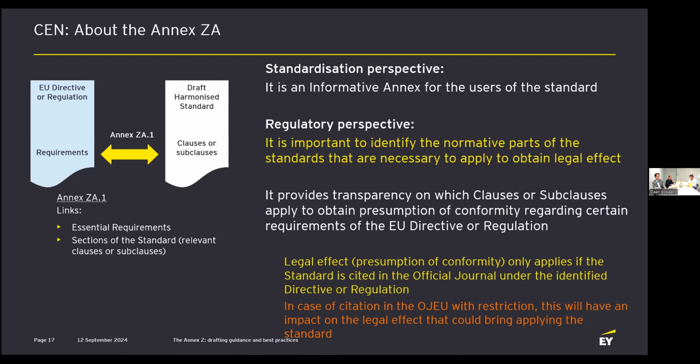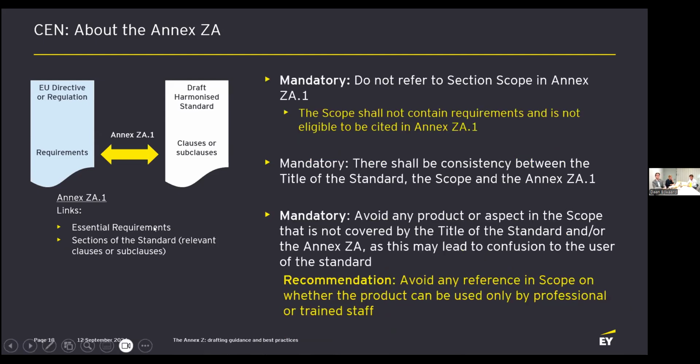Therefore, it is essential that we give in this Annex Z the information regarding a clear link between the essential requirements and the clauses and subclauses of the standard. Let's go to the next slide. As a consequence, there is a table called an Annex, in CEN we call it Annex Z-A1, which is a table linking the different essential requirements with the clauses and subclauses of the standard.